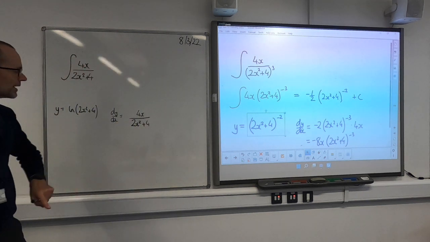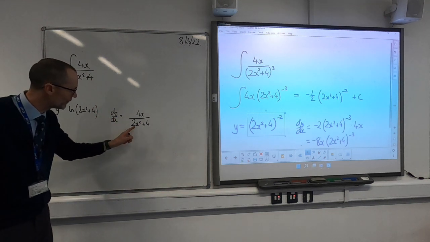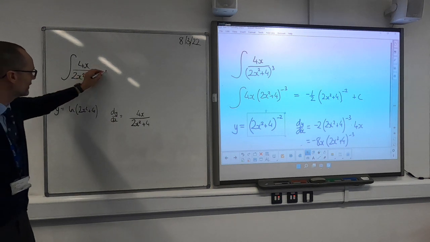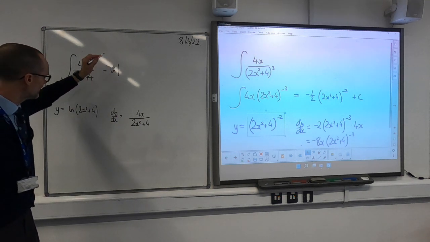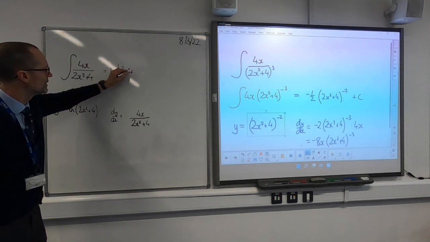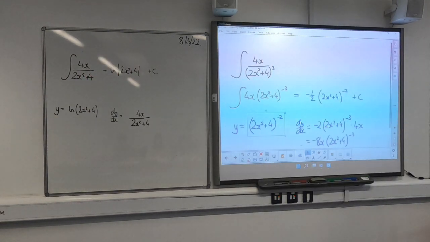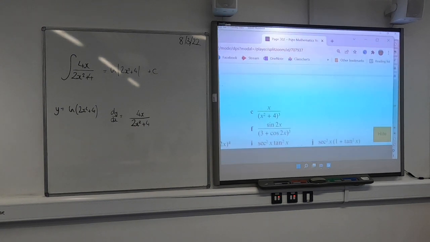1 over that multiplied by what you get when you differentiate that, which is 4x. Bingo. So this is the answer with the added little modulus signs and the added plus c. So spotting the difference between those two types is bad enough, but you've got to spot the two types in the first place.